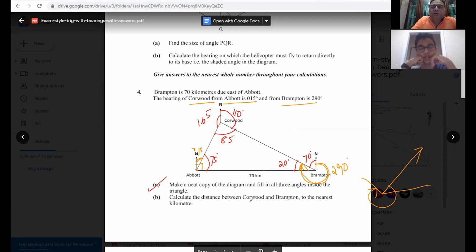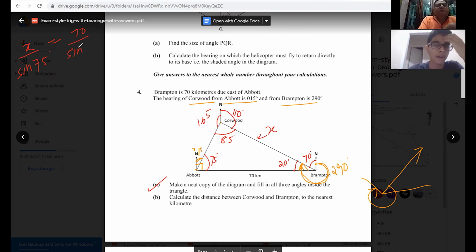Then calculate the distance between Corwood and Brampton. You have to find this distance, right? You can use the law of sines. So let's say this is x. We have x over sine of 75 equals the given side 70 over sine of 85. Find x. What do you get?